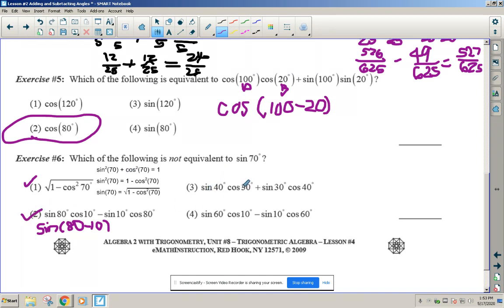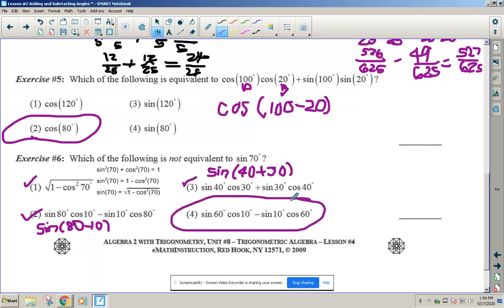Now we look at this. We have sine of 40, cosine of 30, plus sine of 30, cosine of 40. Again, we match this. And this is actually the first formula from above. This is the sine of A plus B. This would be the sine, and my A is 40 degrees and my B would be the 30, which would absolutely equal 70. So it looks like by default it's number 4.